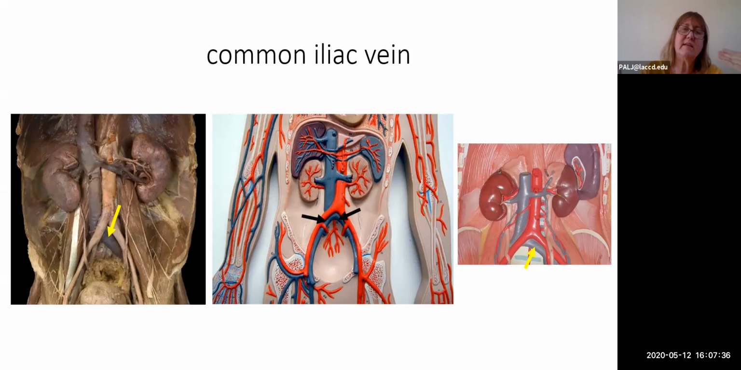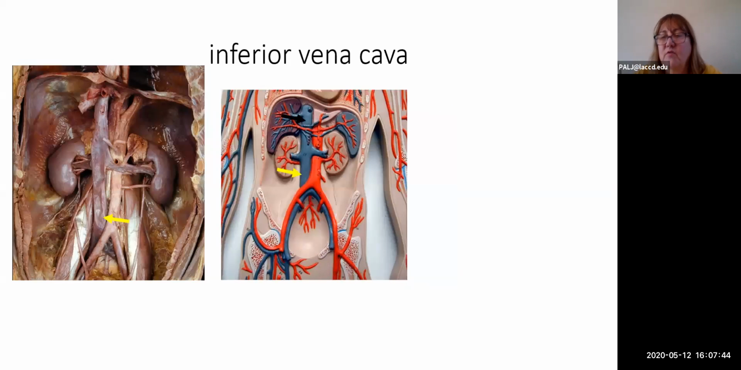And now the right common iliac vein will join up with the left common iliac vein, and that will become the origin of the inferior vena cava. And so the inferior vena cava is going to travel from that location all the way up through the abdomen, through its opening in the diaphragm, and then jump into the heart.